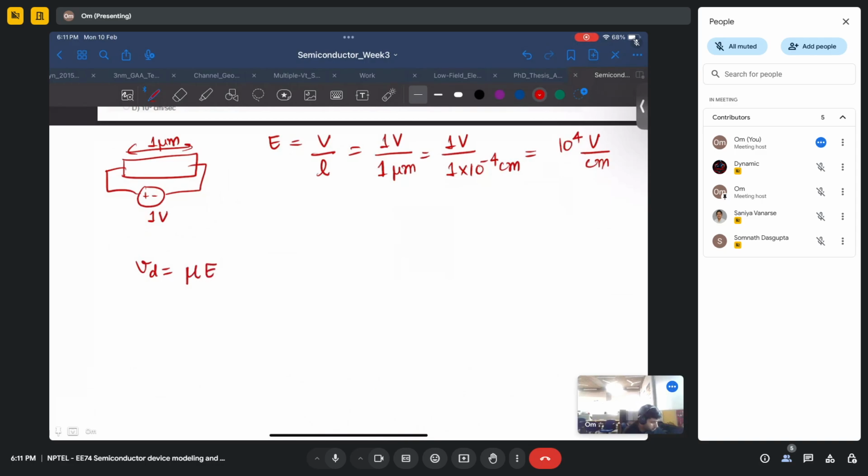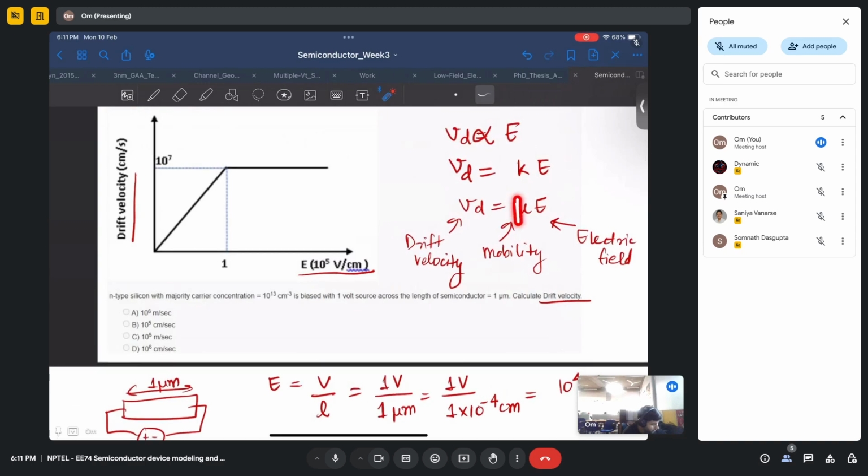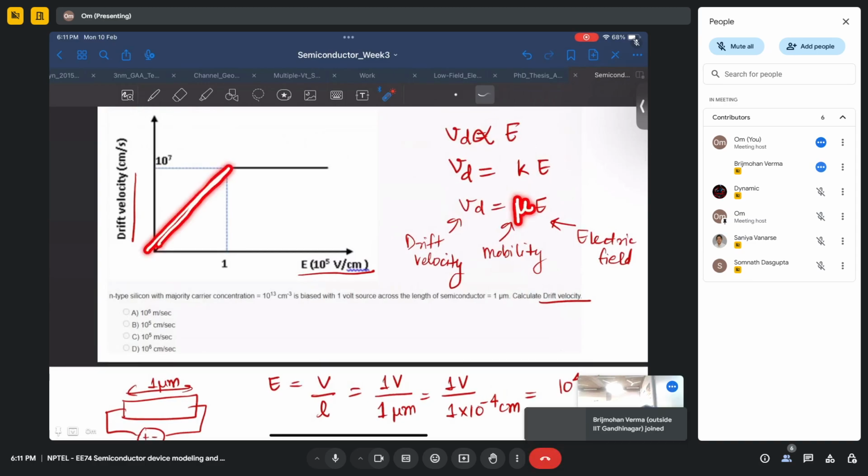So we know E, we just found it out. We have to find out what is Vd. For that, we need to know mu. And mu we can find from this graph. This mu will be nothing but the slope of this line. The slope will be, sir, so mu, it is 10 to the power 7.